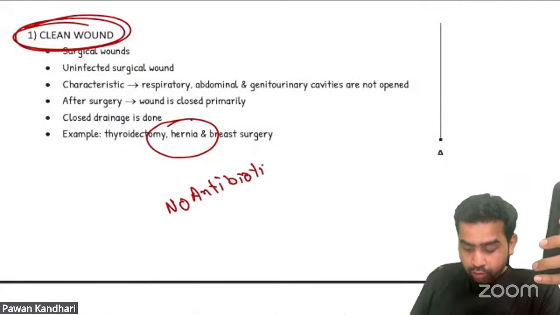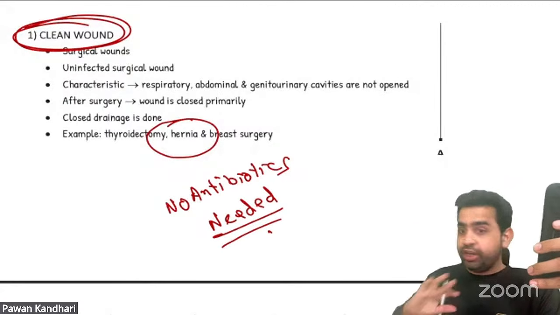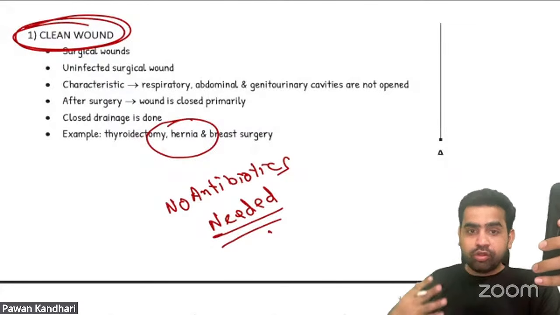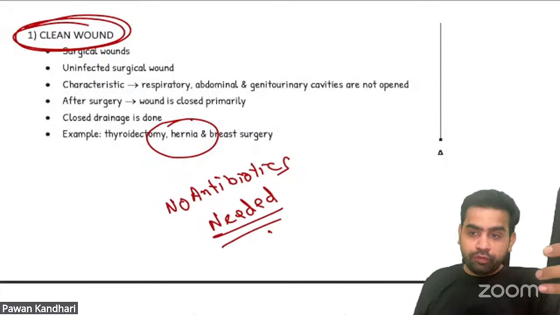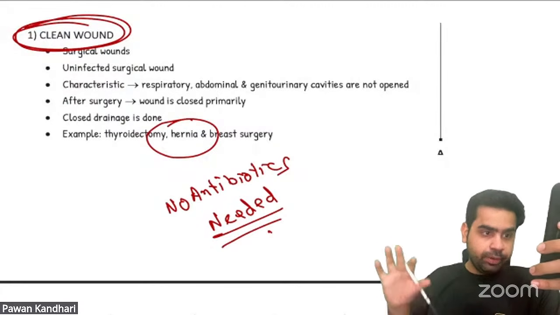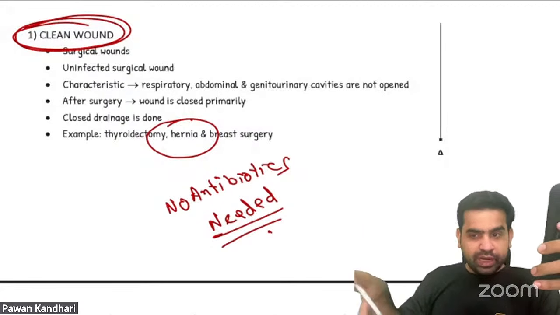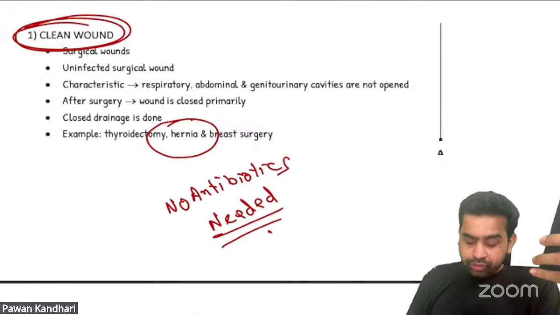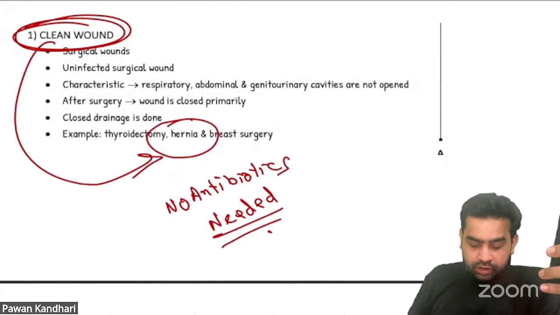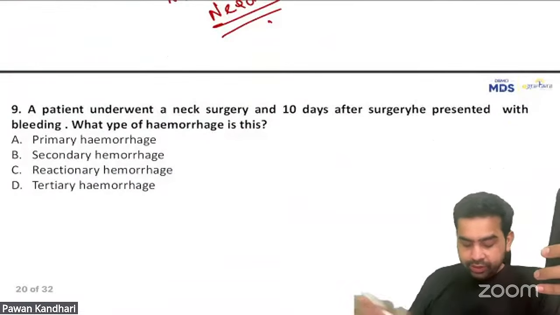No antibiotics needed. Now what you need to understand is that next time, probably they will not ask whether it is clean, contaminated, or dirty. What they might ask is, this is a surgery, will you give a prophylactic antibiotic in the hernia? Is a prophylactic antibiotic needed or not? The answer is no. Because whether you give the antibiotic or don't give the antibiotic, the surgical site infection is the same. I hope you got the understanding of this. Hernia is basically clean, because they have given you that it was a routine hernia surgery. That's it.